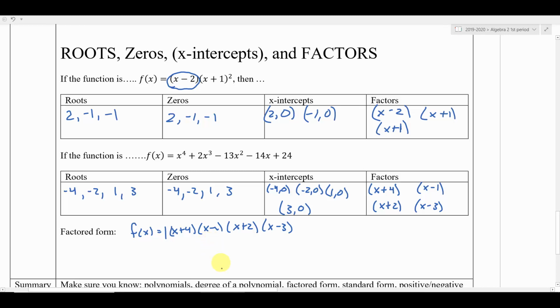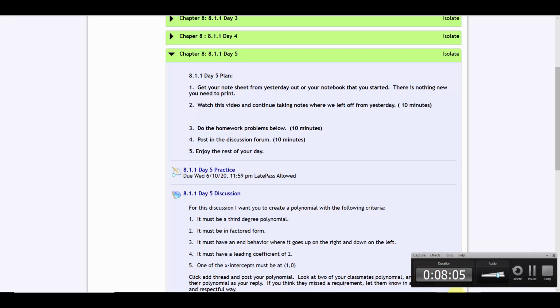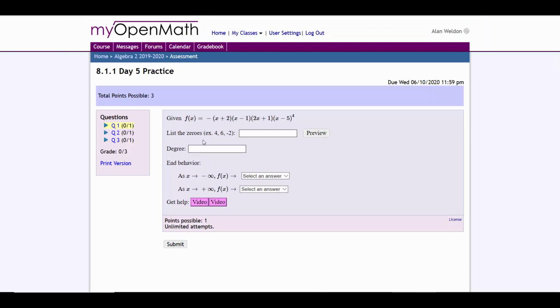Okay. All right. Now let's go to MyOpenMath and look at some of the problems that we're going to be seeing there. See how much time I got left. All right, so let's go and look at some of the problems in MyOpenMath. So we're here at the 811 day 5 practice, and let's take a look at this first problem.